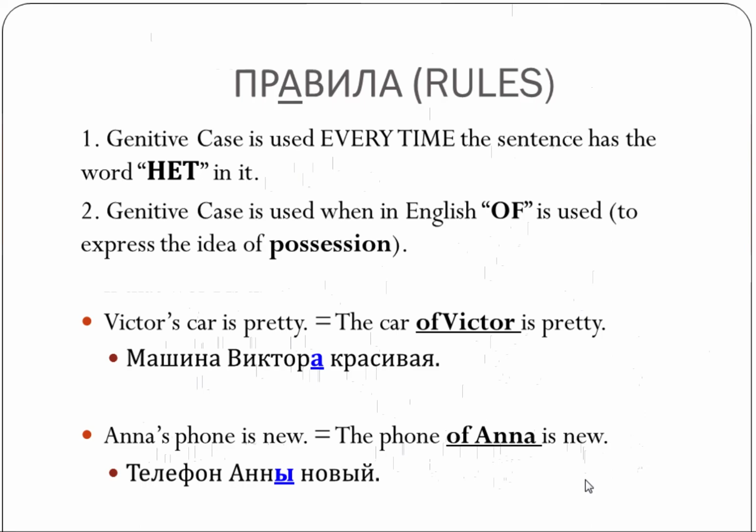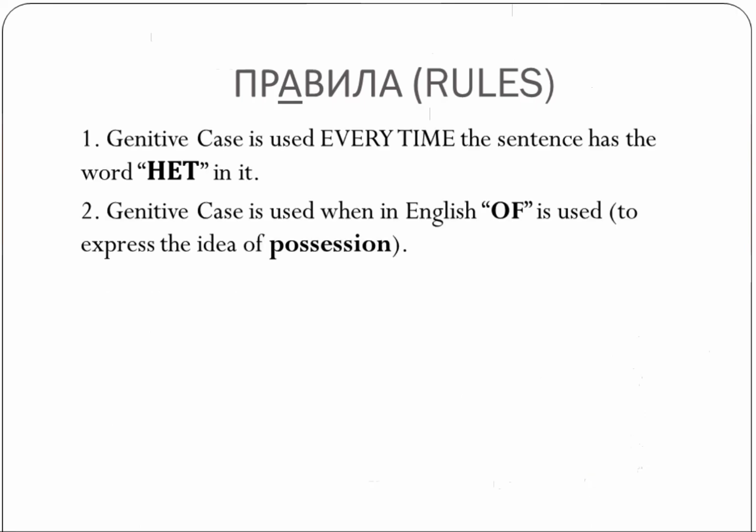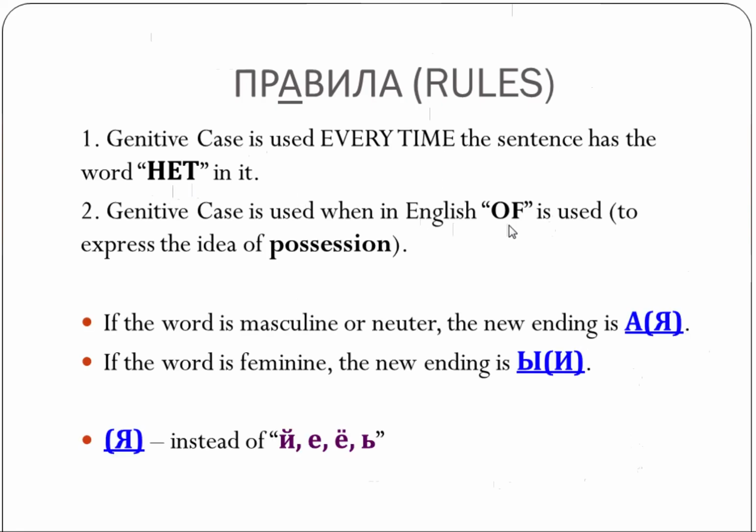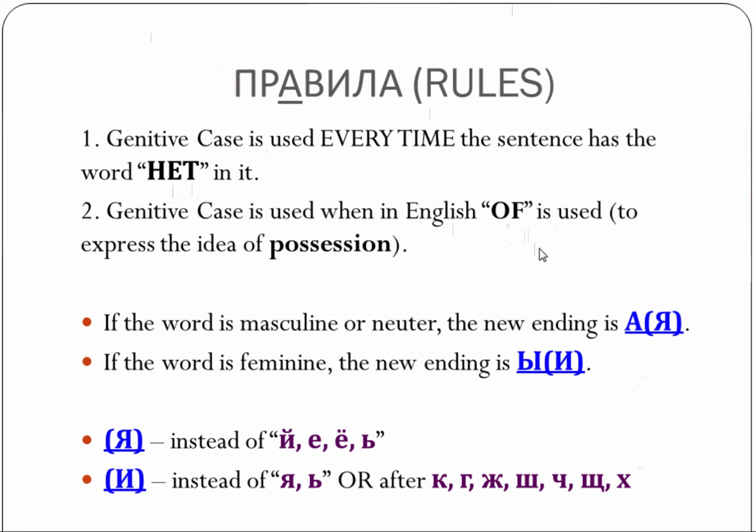So this is the second rule, the second situation when we use genitive case. One when we have нет in the Russian sentence, and the second situation is when we're thinking of possession.